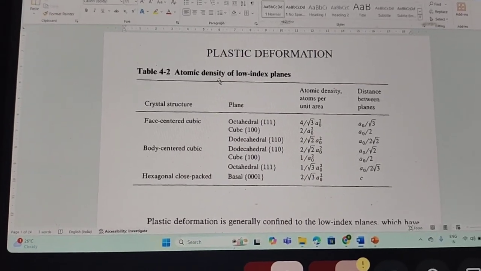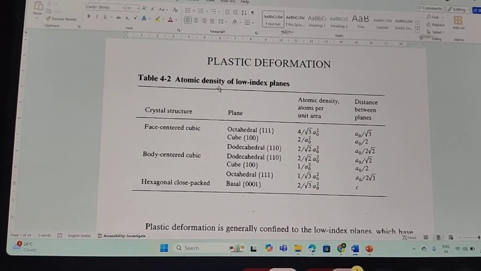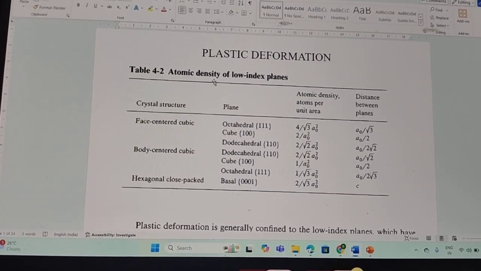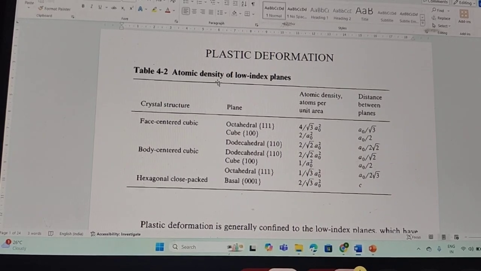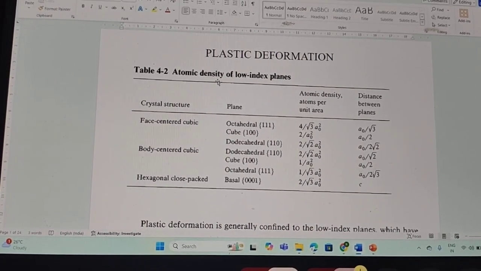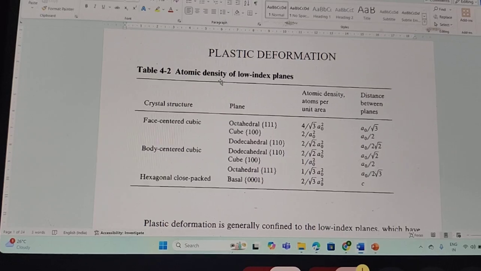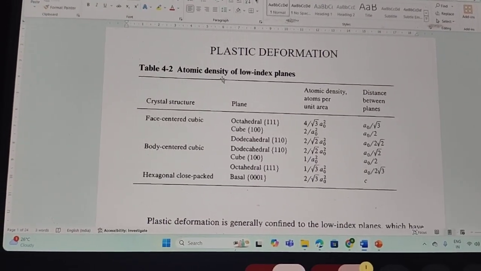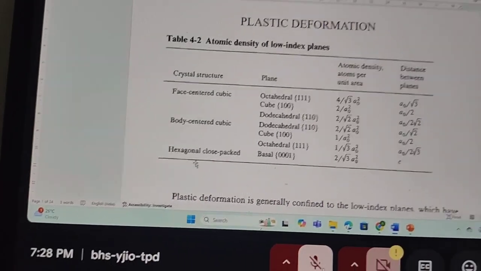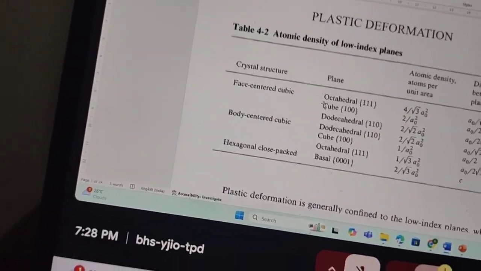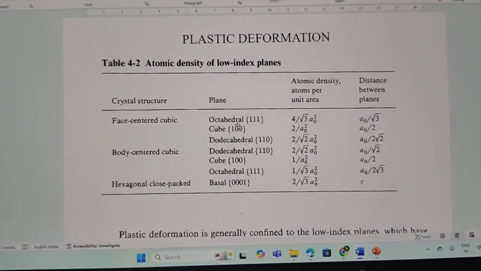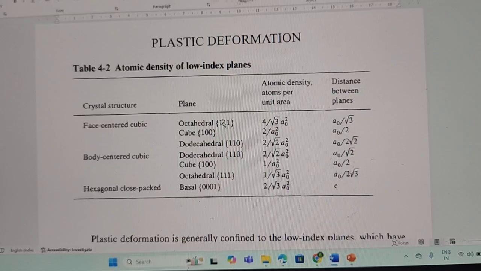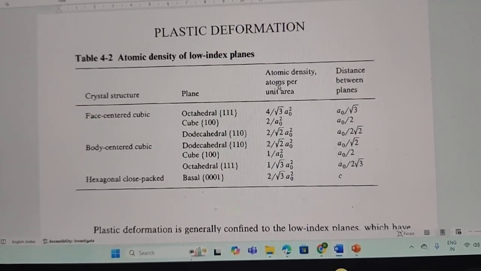Those are Miller indices actually. This 110, 111, 100. So these are all Miller indices of the planes. Miller indices can be derived from the intercepts, taking the reciprocals, and then finding the LCM. Now you know face-centered cubic, body-centered cubic, and hexagonal close-packed. Suppose for the octahedral plane, which I have shown you, that is the 111 plane, the name is octahedral plane. Now, what is the atomic density?